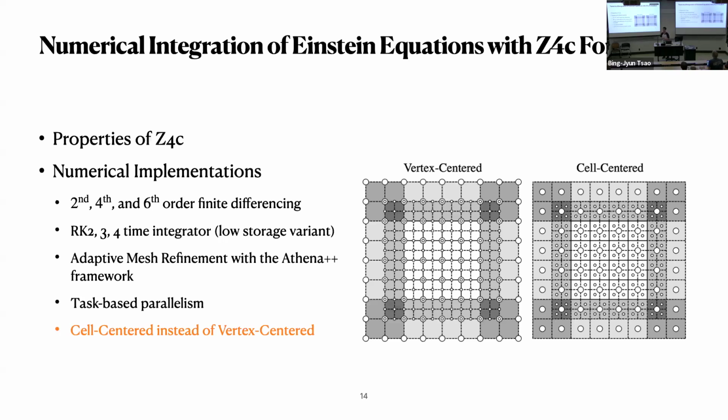But when you couple with the fluid solvers, which save the cell average, usually at the cell center, then you need to do an extra interpolation to the cell centers for the vertex-centered variables. So in AthenaK, we actually choose directly a cell-centered finite differencing scheme.